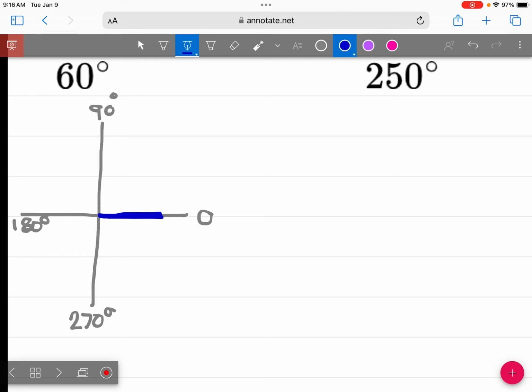So 60 is somewhere between 0 and 90. So we know we're definitely over here somewhere. And it's a little closer to 90 than halfway, because halfway would be 45. So I'm going to put my angle right about there. I think that's about 60-ish. I'm going to call it 60. We're sketching. We're getting it close. We're practicing going up counterclockwise from our x-axis.